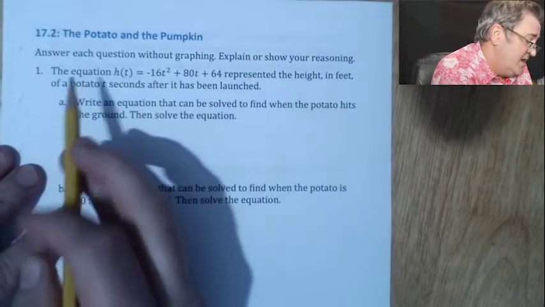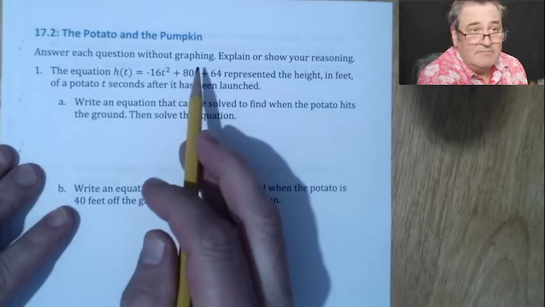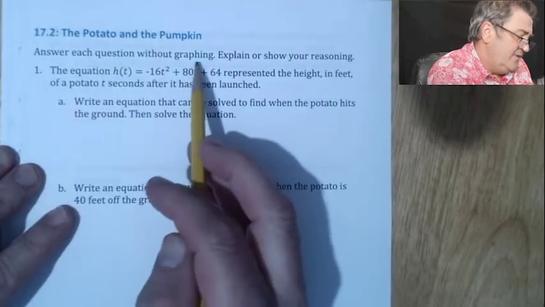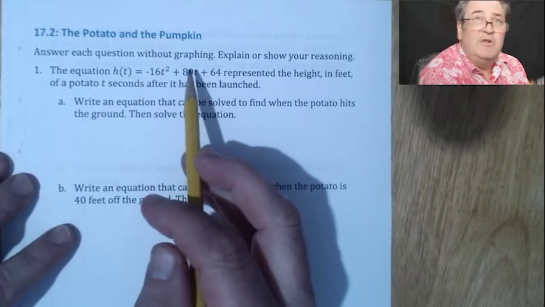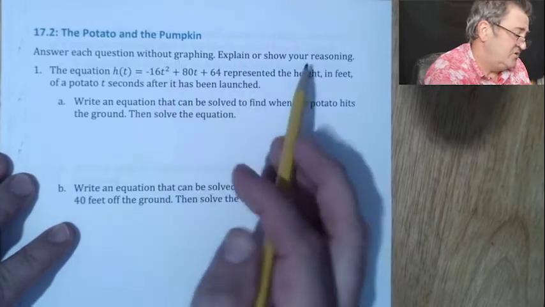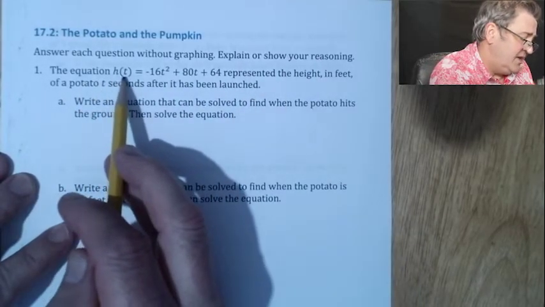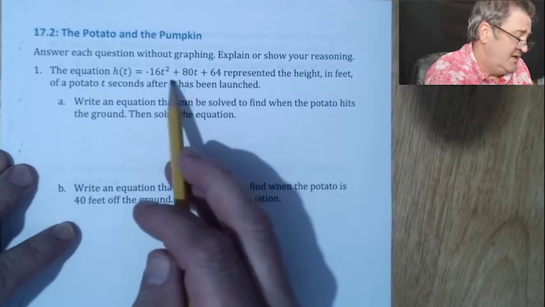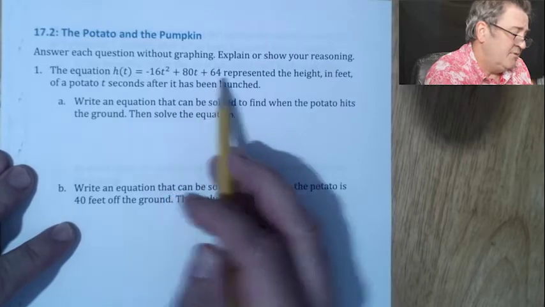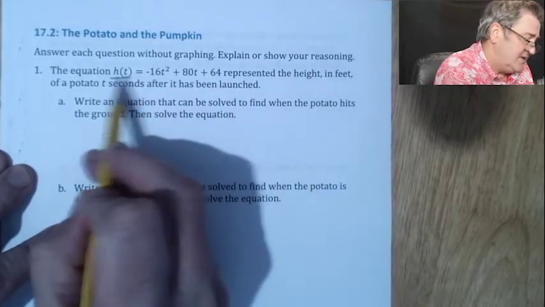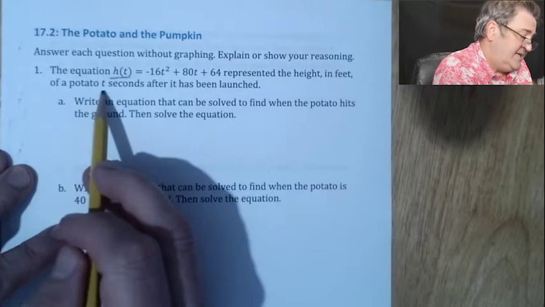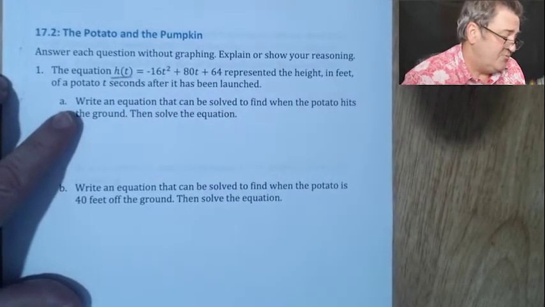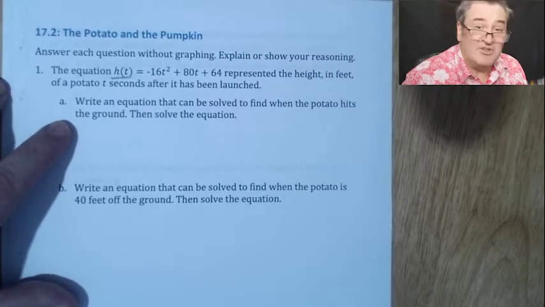But anyway, answer each question without graphing. So we're going to assume that we don't have any ability to graph this. Explain and show reasoning. So here's an equation: h of t equals negative 16t squared plus 80t plus 64. We recognize that, that's usually the effect of gravity. It represents the height, in feet, t seconds, t usually is time, after it's been launched. So write an equation that can be solved to find when the potato hits the ground. When is it going to hit the ground?